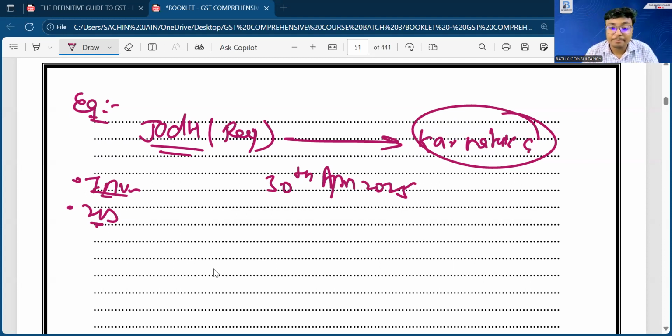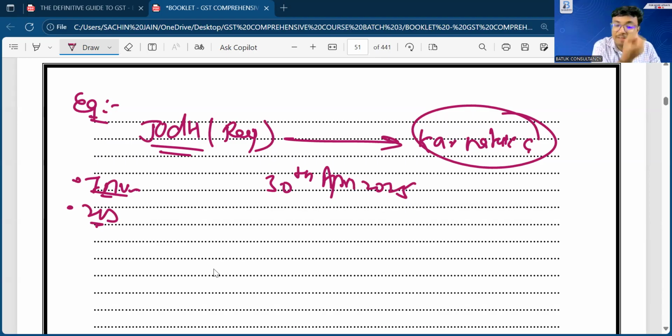Otherwise, what will happen? If you have claimed the input tax credit, in future when the departmental authority comes up with the audit, they will check the purchase register, they will identify the month end entries, and they will ask you regarding the transportation documentation. So transportation documentation shows that you have received the goods on 2nd of May or 3rd of May. Departmental authority will say that when you have received the goods on 2nd or 3rd of May, how can you claim the input tax credit in April month?